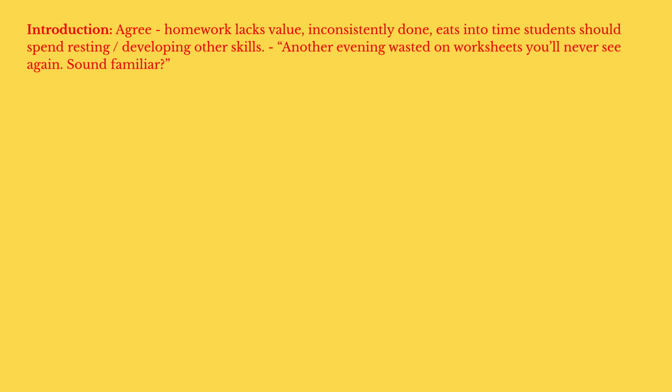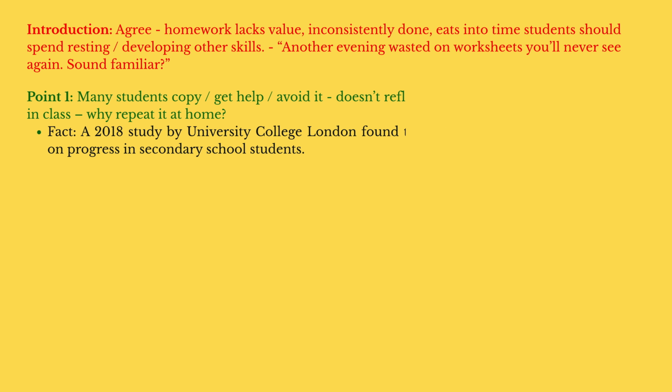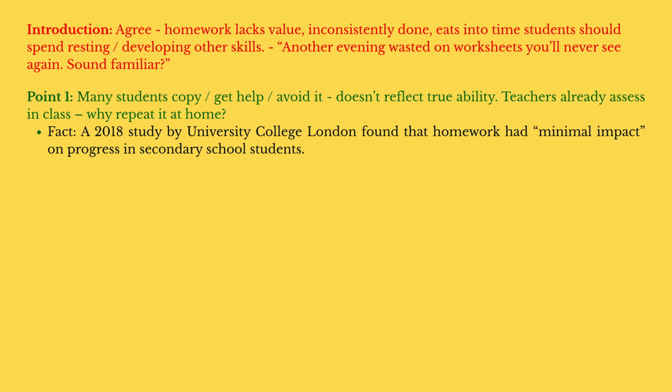As you can see, we're closely echoing the wording in the given statement, which helps remind the examiner that we're keeping in frame of the question. Next, we can make a point about homework being ineffective and unfair. We could discuss the idea that many students copy, get help, or avoid it completely. So homework doesn't actually reflect the true ability of the student. Again, notice how I'm using the ideas presented in the statement to derive points from.